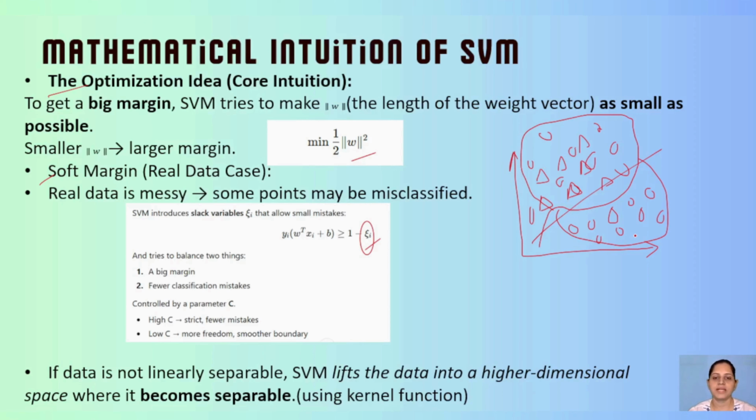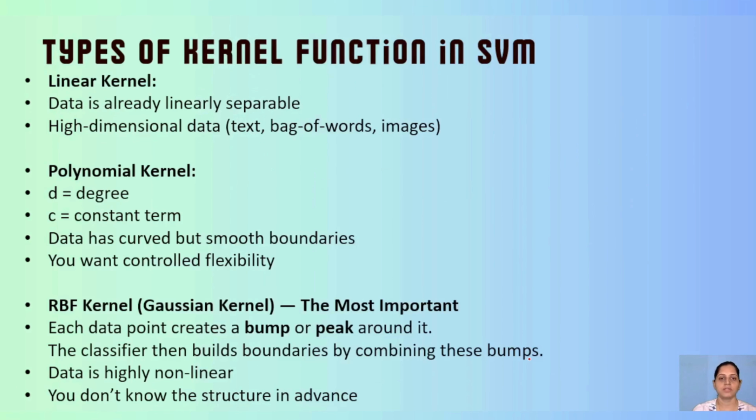If C value is less, it's going to create a smoother boundary like this. Else it's going to be very stricter. So in short, how you are going to understand soft margin: in case your data is not linearly separable, SVM is trying to understand how the data is getting presented in higher dimensional space using the kernel function. So again, one more concept comes into the picture, that's kernel function.